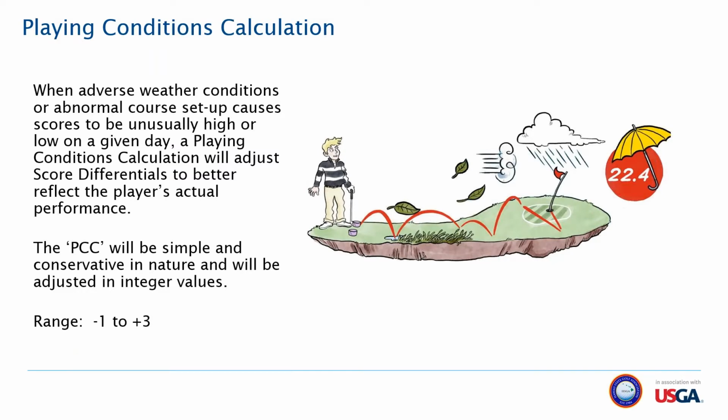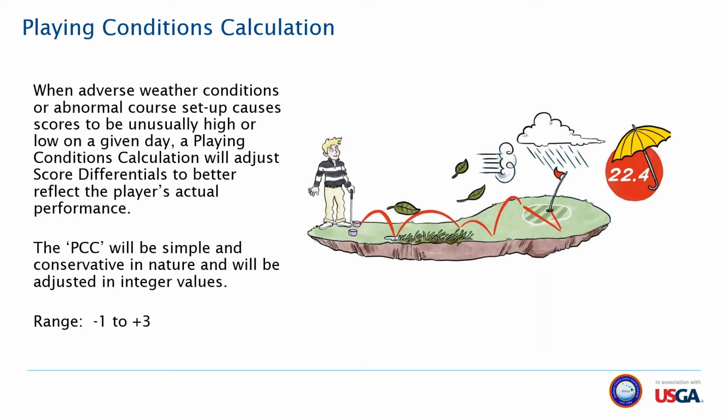PCC, or playing conditions calculation. So we know golf is an outdoor sport, and sometimes the playing conditions can cause scores to be abnormally high or low on any given day. A score of 80 on a rainy, windy day, or a day where the course is set up more difficult than normal, may be more impressive than a 79 on a calm day with normal course conditions. So the PCC will account for this and adjust score differentials to better reflect the player's actual performance. Any adjustment will be clearly identified in the player's scoring record for transparency.